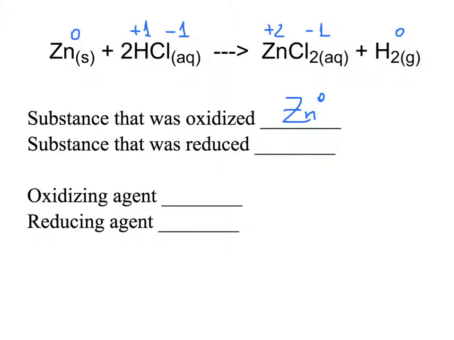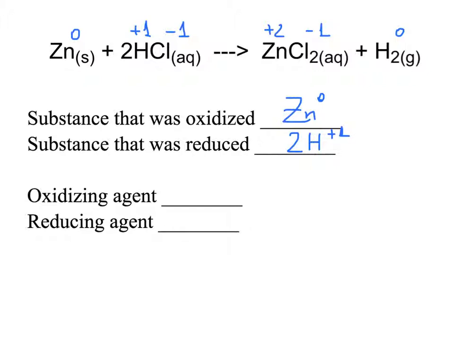The substance that was reduced must have been hydrogen, because hydrogen had the oxidation number +1 and it went down, it got reduced, now the hydrogen is 0. So our substance that was reduced is hydrogen +1.